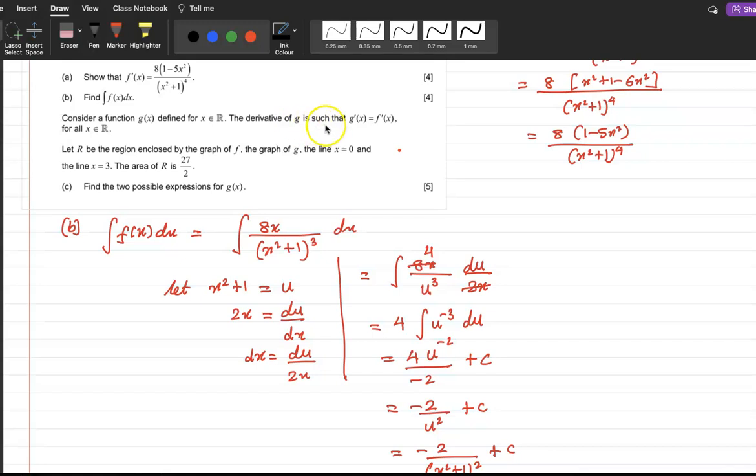Now further it says that consider the function g(x). The derivative of g is such that your g'(x) is equal to f'(x). Your g'(x) is equal to f'(x). What does this mean? It simply means that the derivatives are equal, means they are parallel to each other. These two curves are parallel to each other for all values of x. R is the region enclosed by the graph of f, the graph of g, the line x is equal to 0 and the line x is equal to 3. And the region R is given by 27/2. Find two possible expressions for g(x).